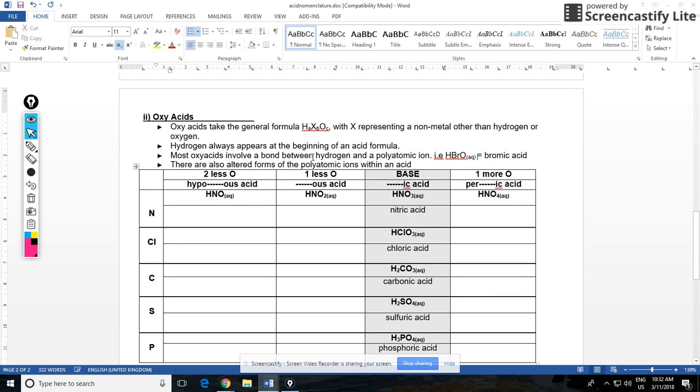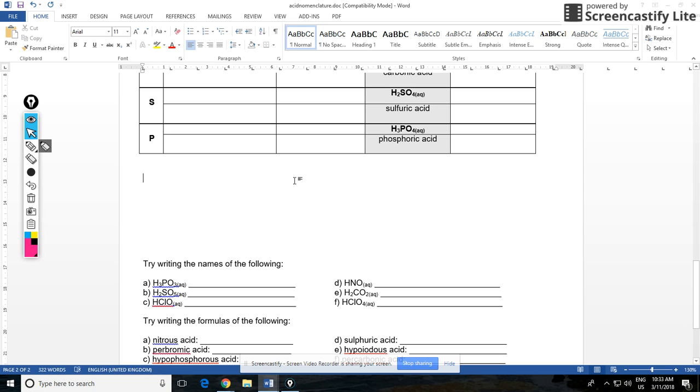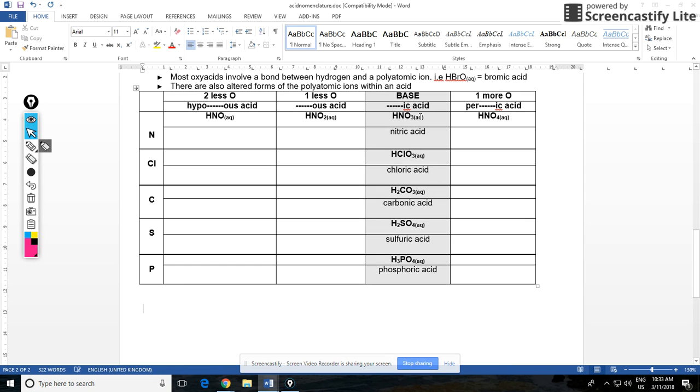So for oxyacids, the first rule I want you to remember is that they do not have the prefix hydro-. They still end in -ic. Sometimes they can end in -ous, and they still have the word acid afterwards. So we're going to start off with naming this one over here. I'm just going to copy this down here, and we're going to focus on naming this acid.